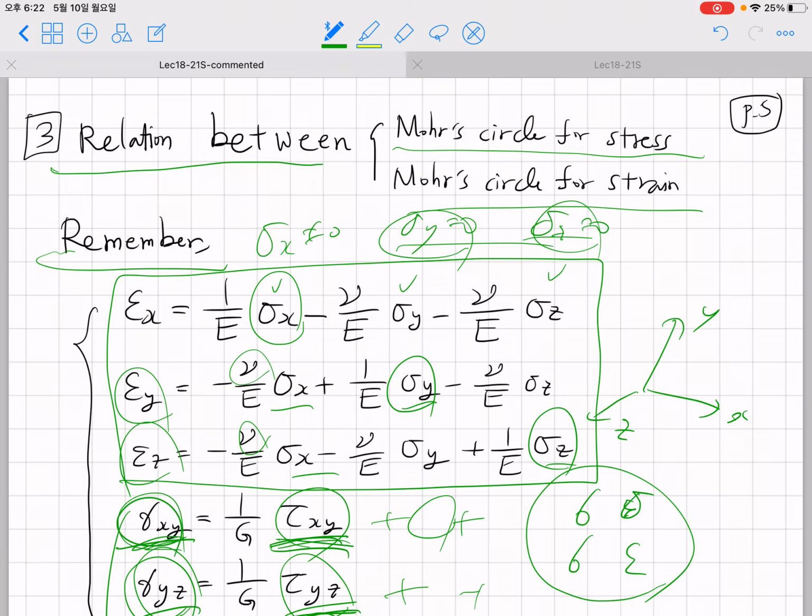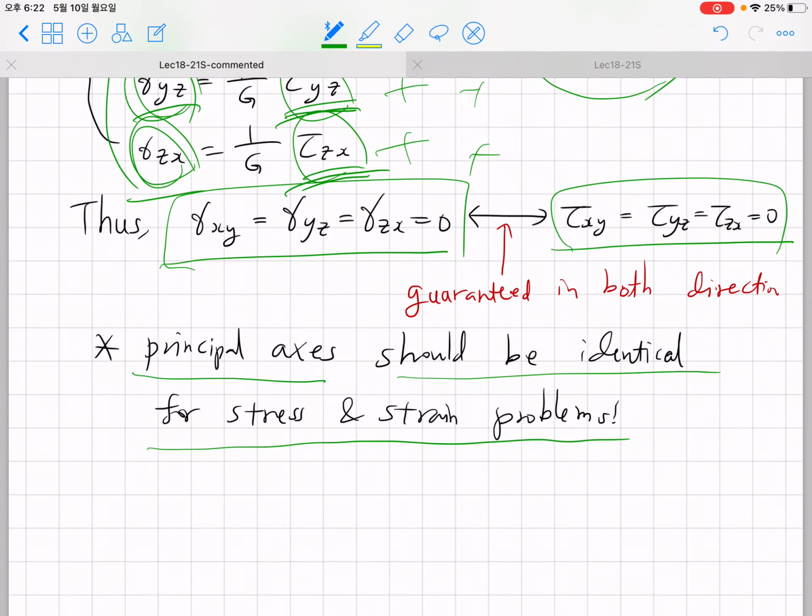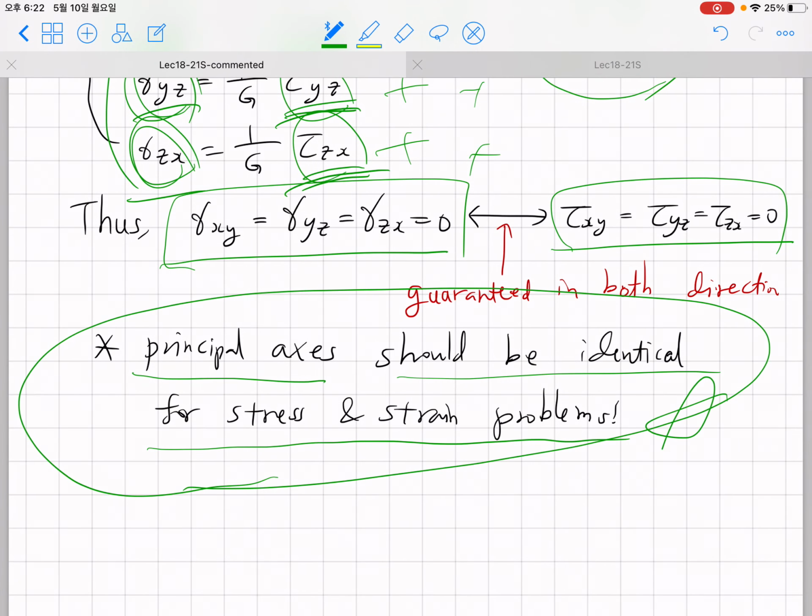Some problems ask you stress questions after giving you strain information. Some problems would give you stress information and ask you a strain question, and you have to get the answer whatever problem is given. One of the most important things you have to remember is this fact: the strain principal axes and the stress principal axes should be identical. Okay, so with that, let me finish this video lecture. The video lecture is for topic 2 and topic 3.